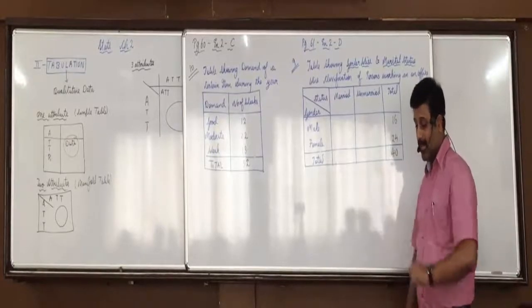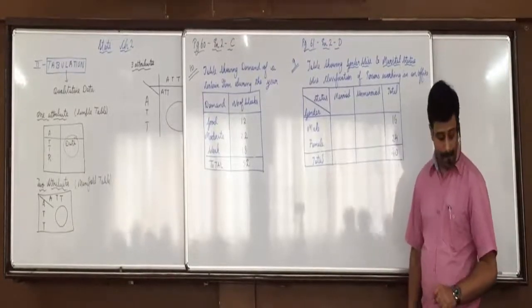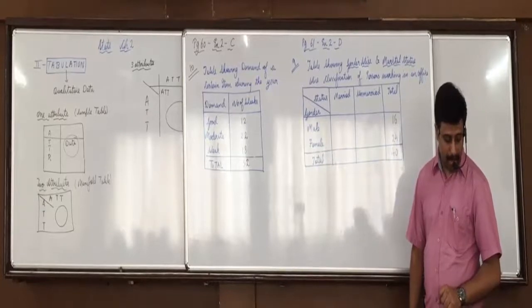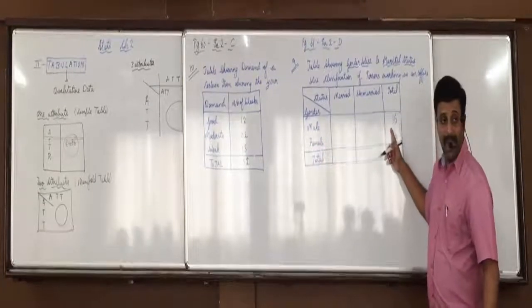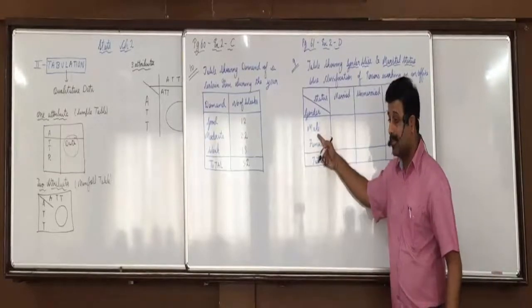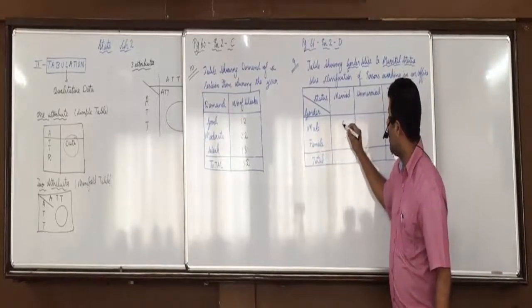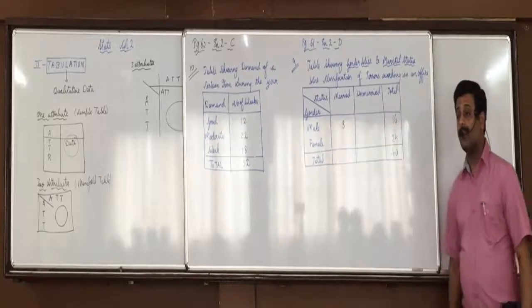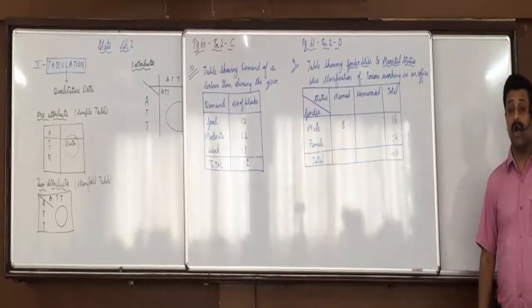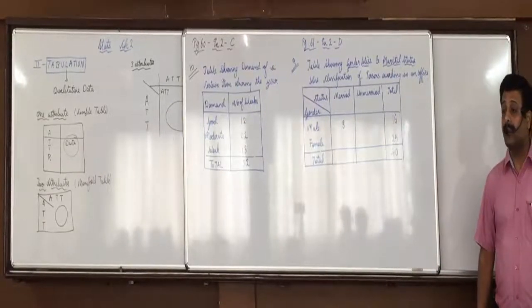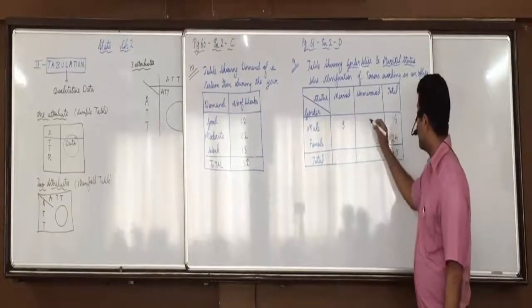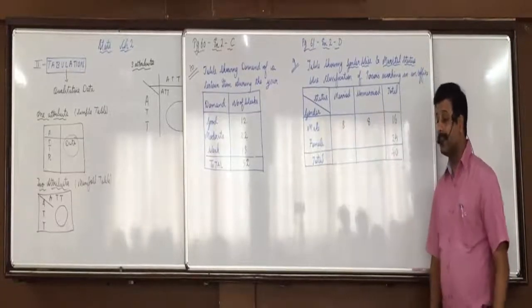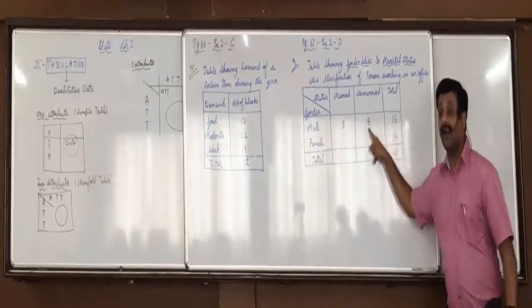So do 16 into 50%. See here, 50% of males are married. So within males, in the married column you will write 8. Raise your hand who did not understand this. 50% of males are married, plus minus equals to unmarried 8. This, if you don't write, you'll have trouble.